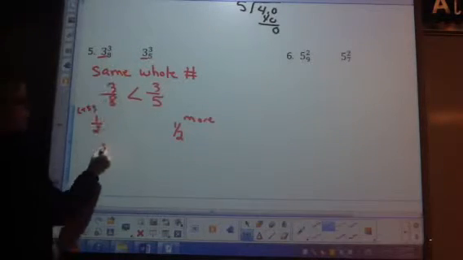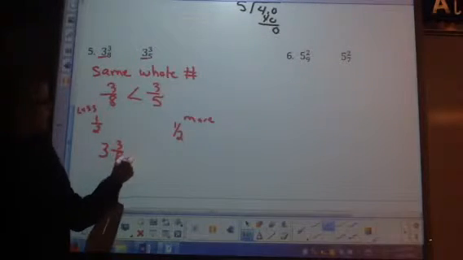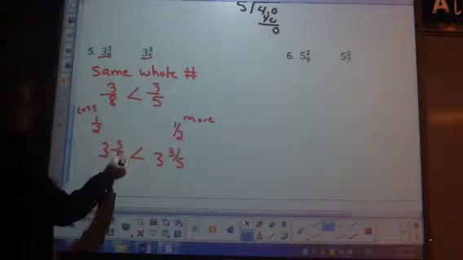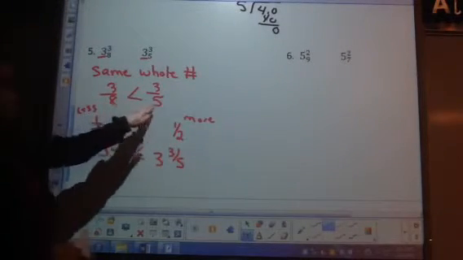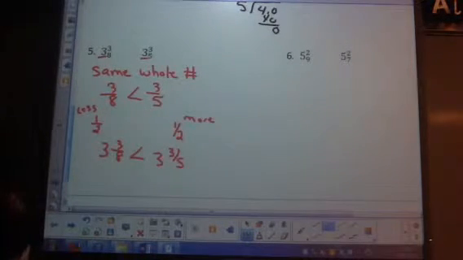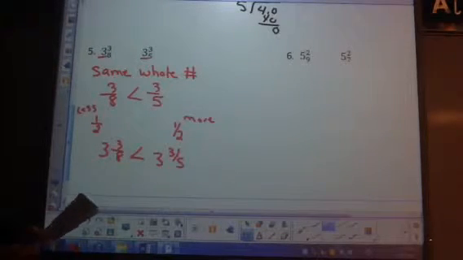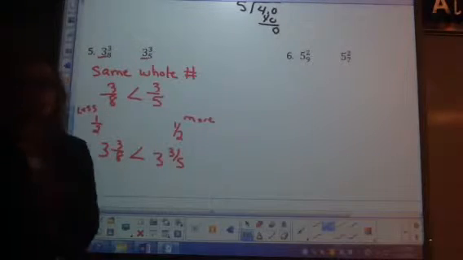So when I write my final answer, I need to put that mixed number back in. So 3 3/8 is less than 3 3/5 because 3/8 is less than 3/5. Now if you want to change that to a decimal, or if you'd rather change it to a common denominator, you may. Okay, see if you can do 6 on your own.